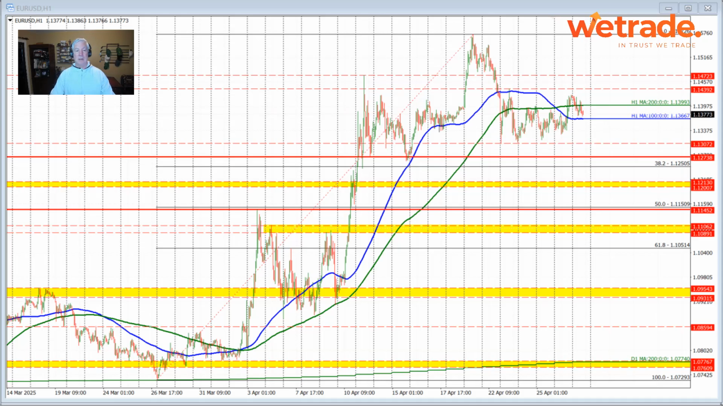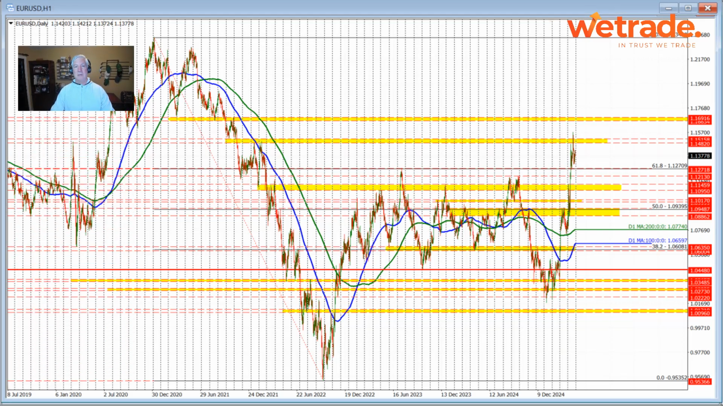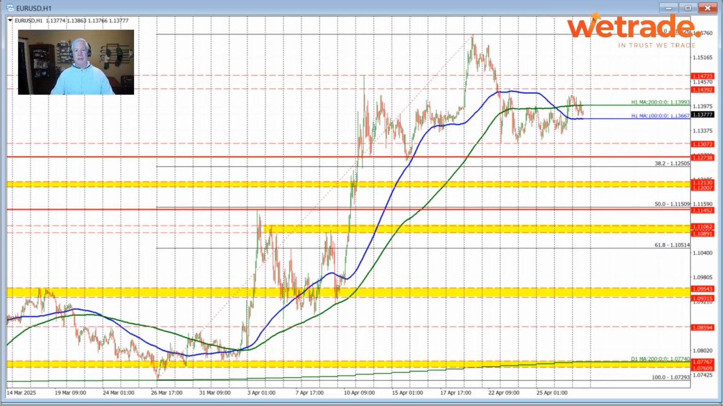That 73 level, once again, comes from the daily chart. The 61.8% retracement is at 71. This high comes in at 1.1275. So 73 is the midpoint between those levels, and if we break below that level, we're seeing more bearish bias for the euro versus US dollar.